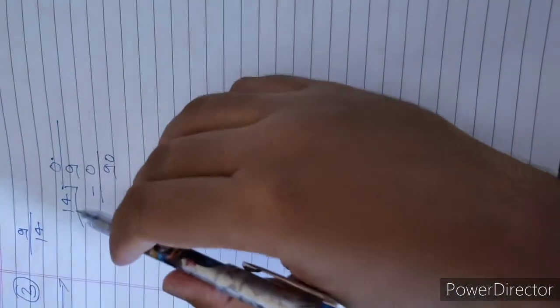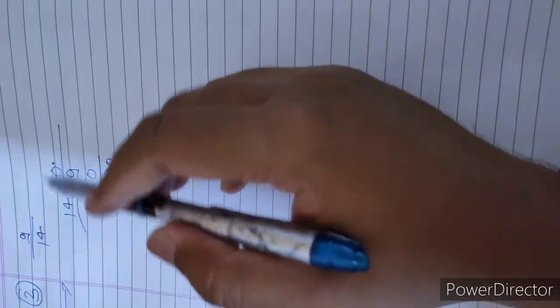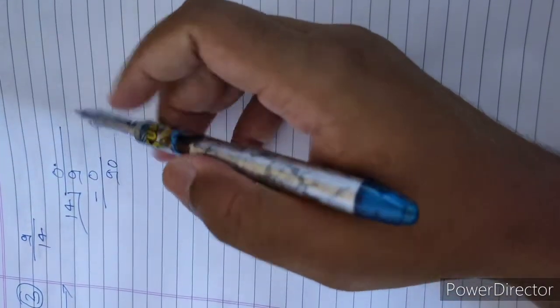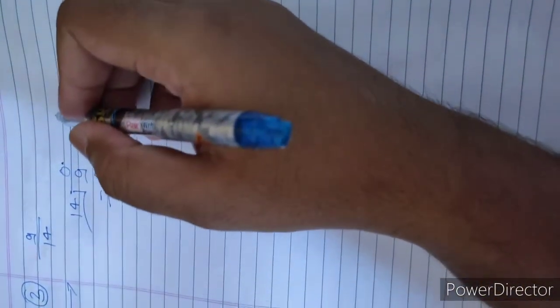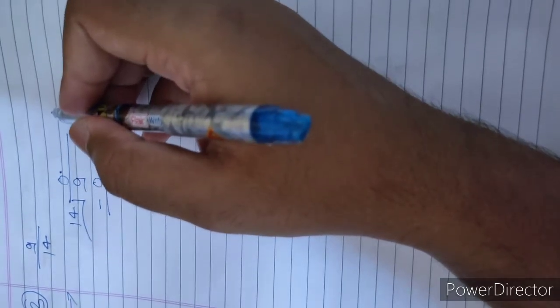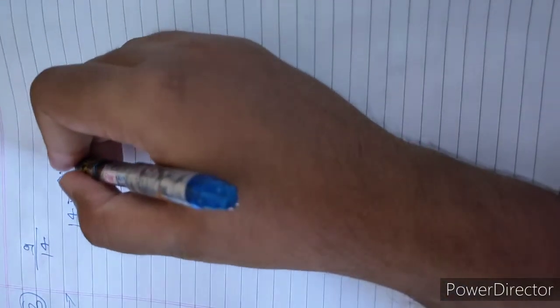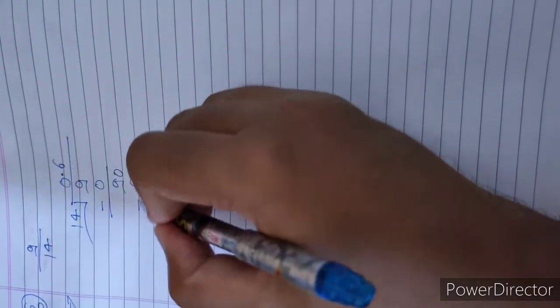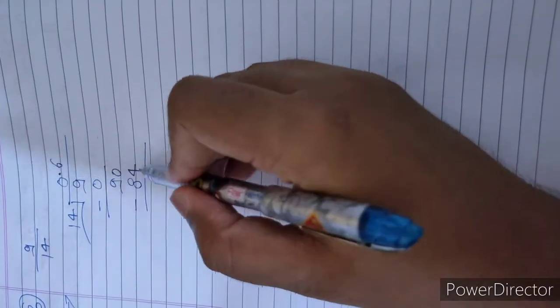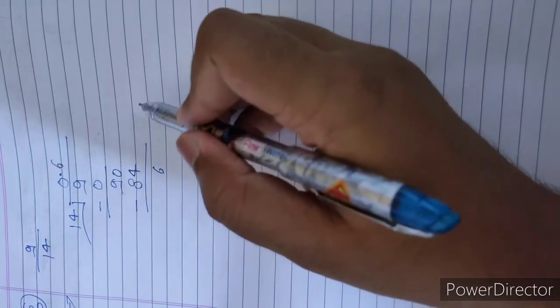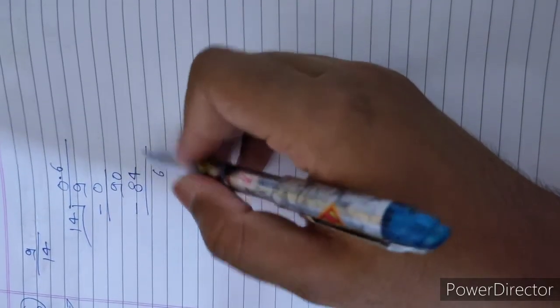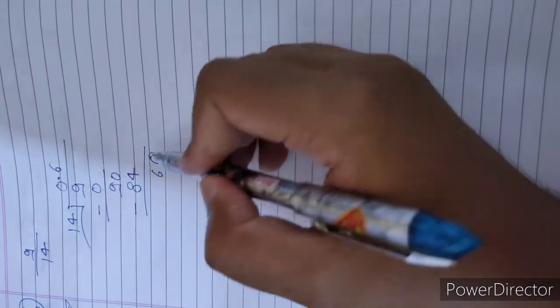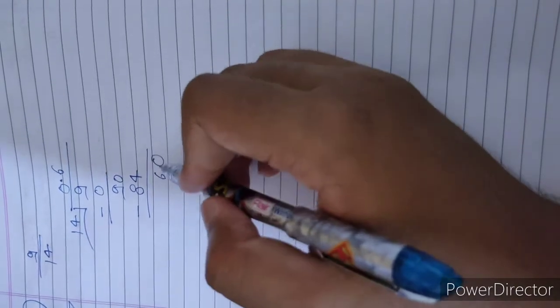So let's read the table of 14. 14 6s are 84. So we will write here 14 6s are 84. 10 minus 4 is 6, and 8 minus 8 is 0. Again we get 6, which is less than 14, so we will apply here 0. After that, what is 14?